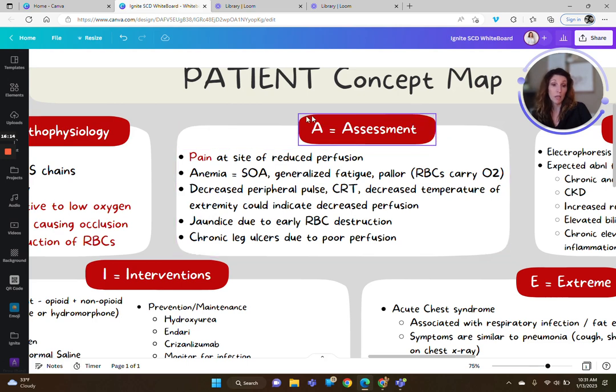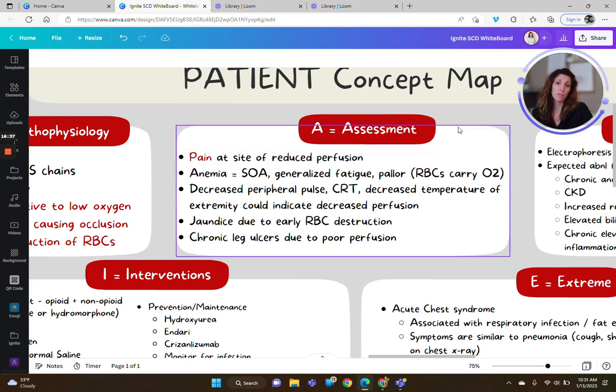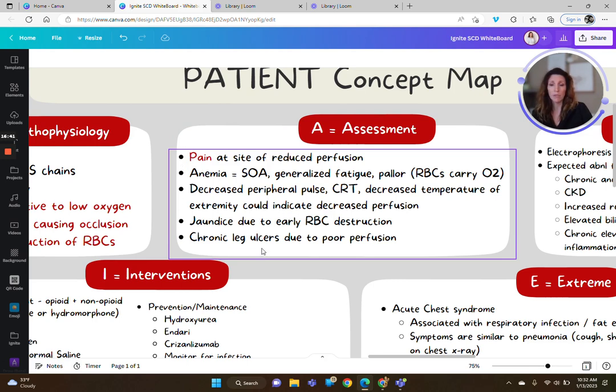So, in thinking about this, in our African American patients who have darker skin, we need to think about how we assess jaundice in a patient who has darker skin. Also, how we assess pallor in a patient who has darker skin. And then another physical exam finding that you may see in patients who have sickle cell disease is chronic leg ulcers due to chronically having poor perfusion.